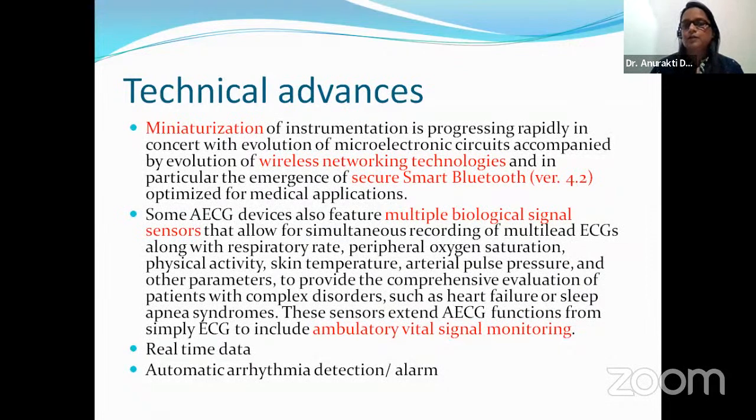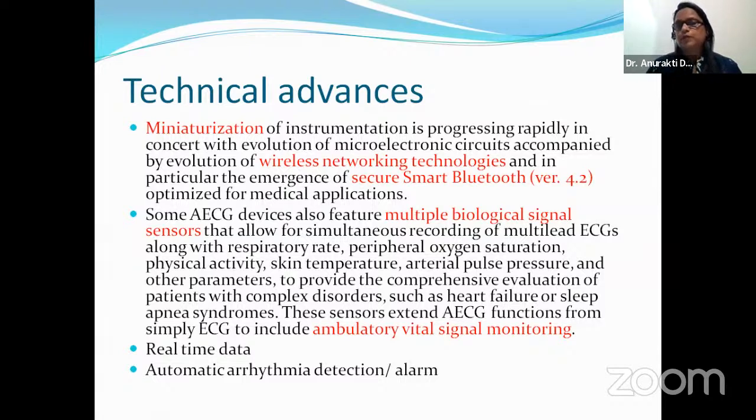It's very acceptable by patients. The third is the development of secure smart Bluetooth, so definitely wireless transmission of your ECG data. Also, some of them have multiple signal sensors.